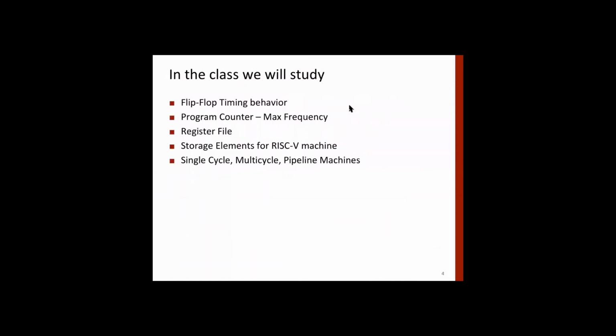Let's look at the following things. Let's look at flip-flop timing behavior. We look at the program counter, what the maximum frequency can be. We'll look at the design of the register file. We have looked at the register file in brief, but we'll go into a little more detail. And let's look at storage elements for a RISC machine, which is nothing but memory and the register file. And then look at single cycle, multi-cycle, and pipeline machines very briefly. From the next class, that's tomorrow, we'll start with single cycle data path design.